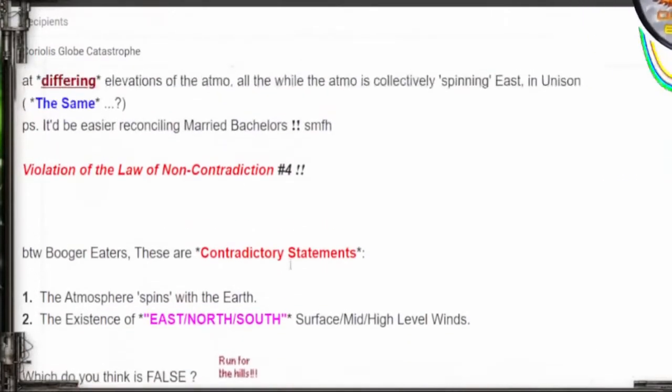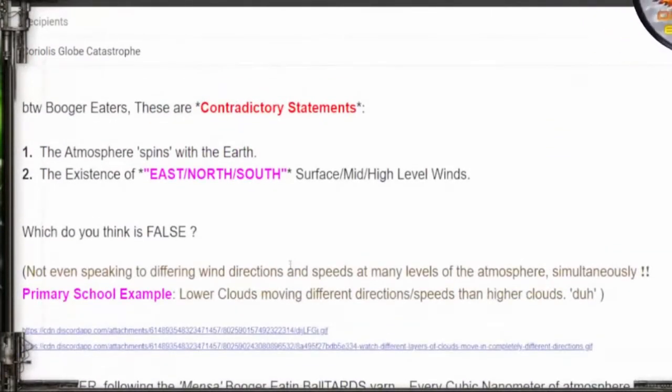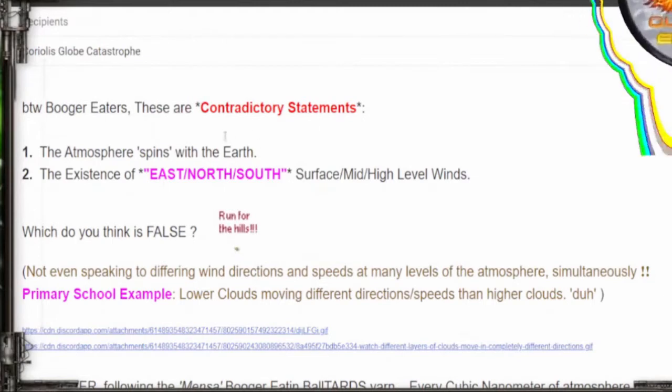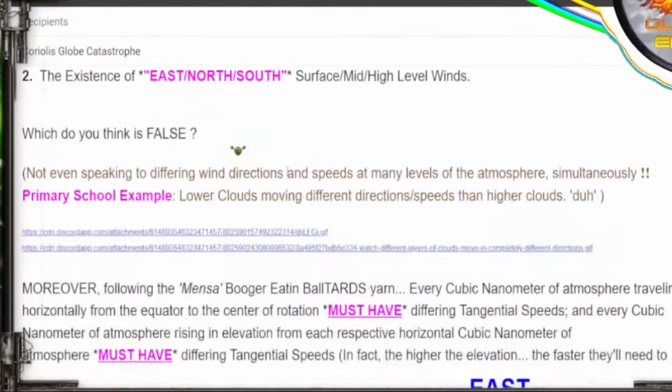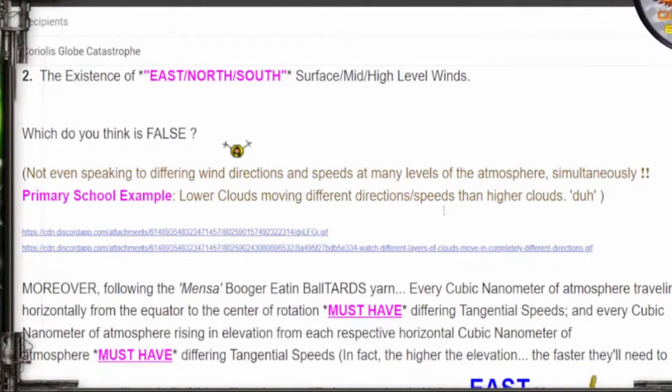By the way, these are contradictory statements. They're mutually exclusive. Number 1, the atmo spins with the Earth. Number 2, the existence of east, north, and south surface wind and high-level winds. They can't be true at the same time. They're mutually exclusive. Which do you think's false? Not even speaking to the differing wind directions and speeds at many levels of the atmosphere simultaneously. That's a primary school example. Like I said, the lower clouds moving different directions and speeds than the higher clouds.